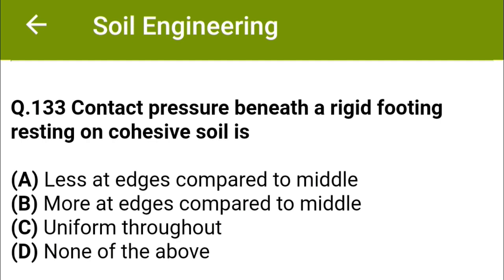Contact pressure beneath a rigid footing resting on cohesive soil is option A, less at edges compared to middle. Option B, more at edges compared to middle. Option C, uniform throughout. Option D, none of the above. The correct answer is option B, more at edges compared to middle.